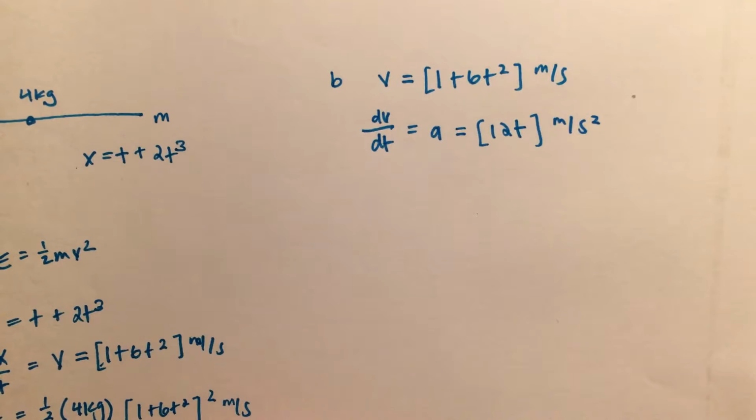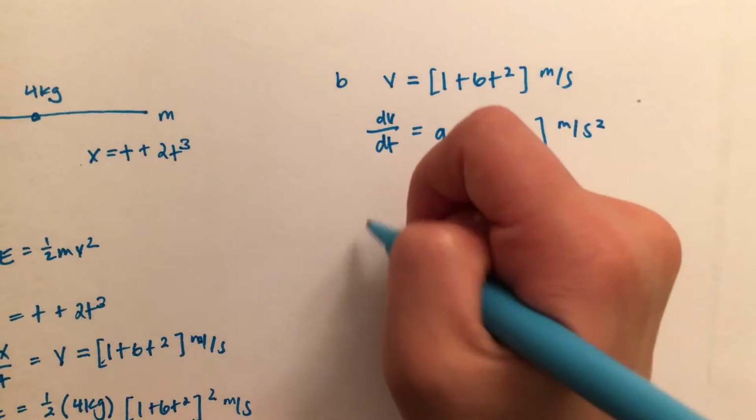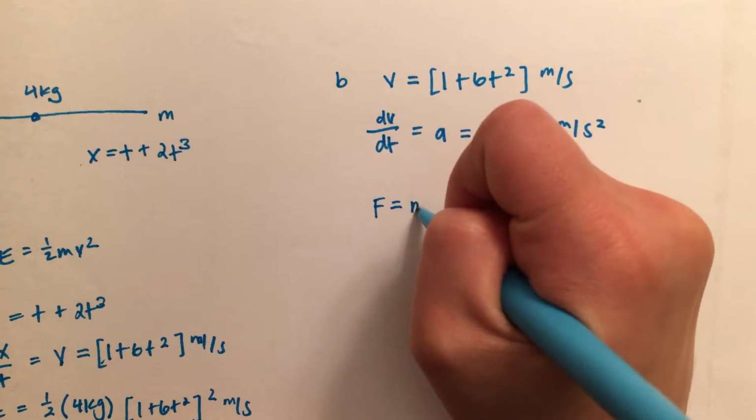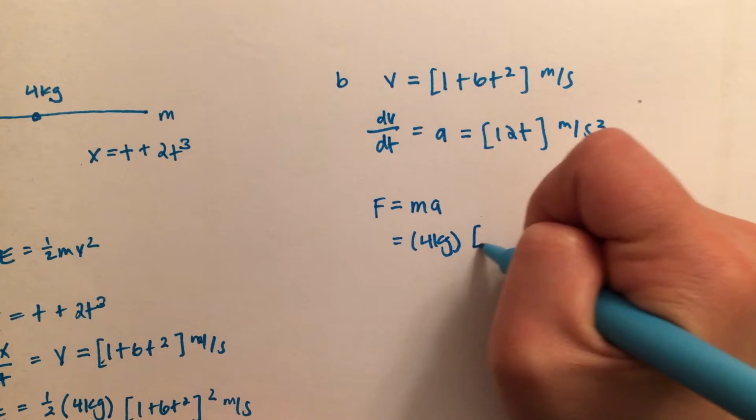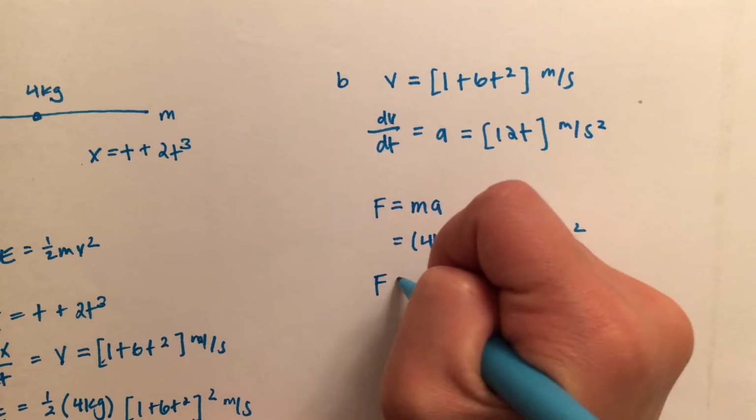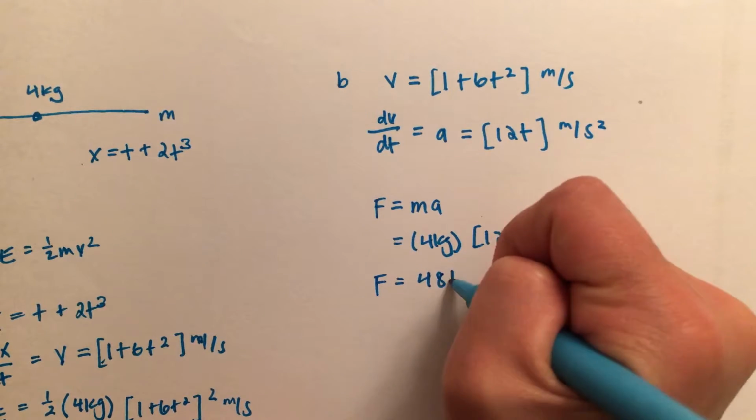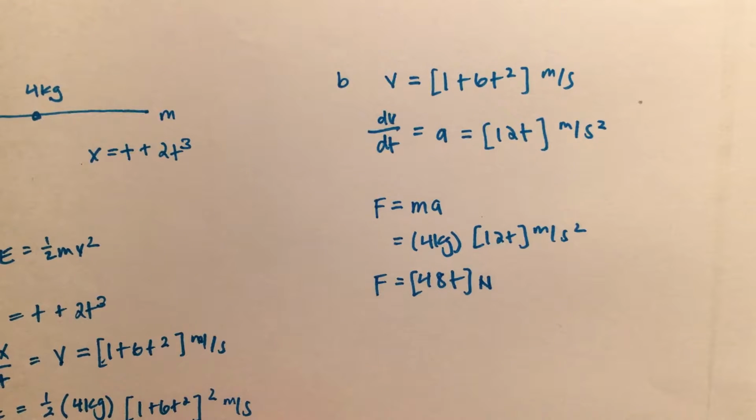Okay, and the force acting on it at time t. So we have the acceleration in terms of t, and force is equal to mass times acceleration. The mass is 4 kilograms times 12t meters per second squared, and then the force is equal to 48t newtons. So that will allow us to find the force at any time t.